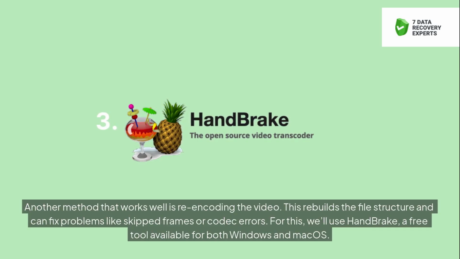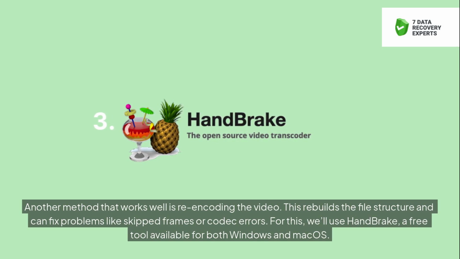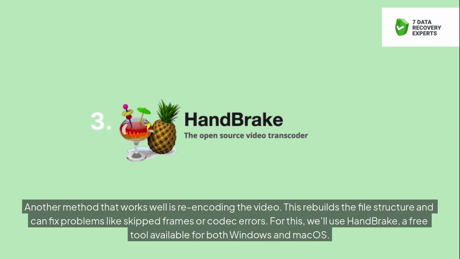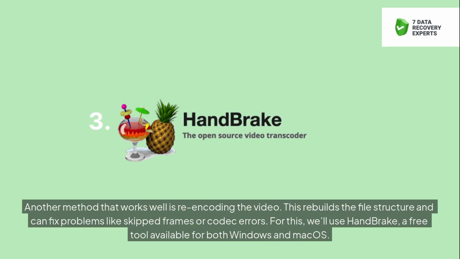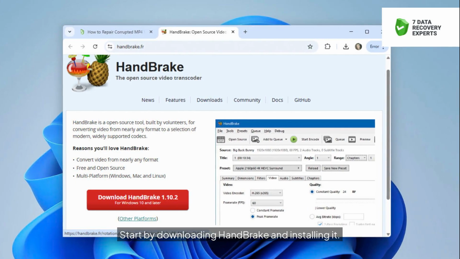Another method that works well is re-encoding the video. This rebuilds the file structure and can fix problems like skipped frames or codec errors. For this, we'll use HandBrake, a free tool available for both Windows and Mac OS. Start by downloading HandBrake and installing it.